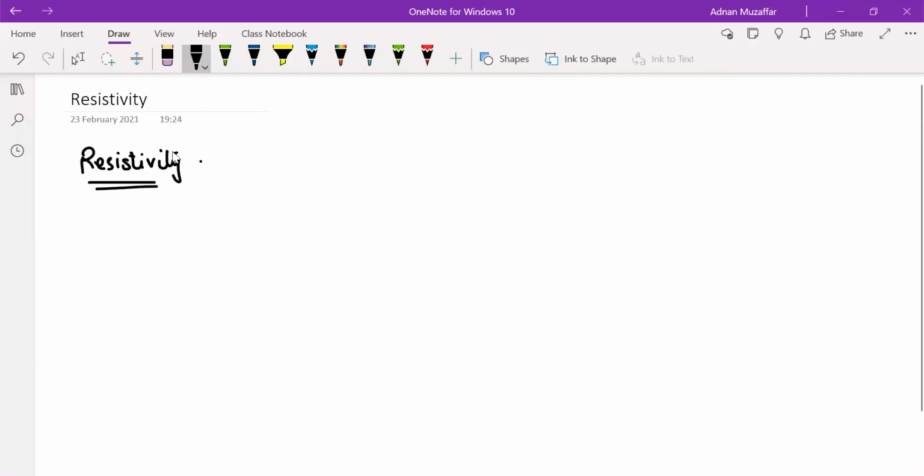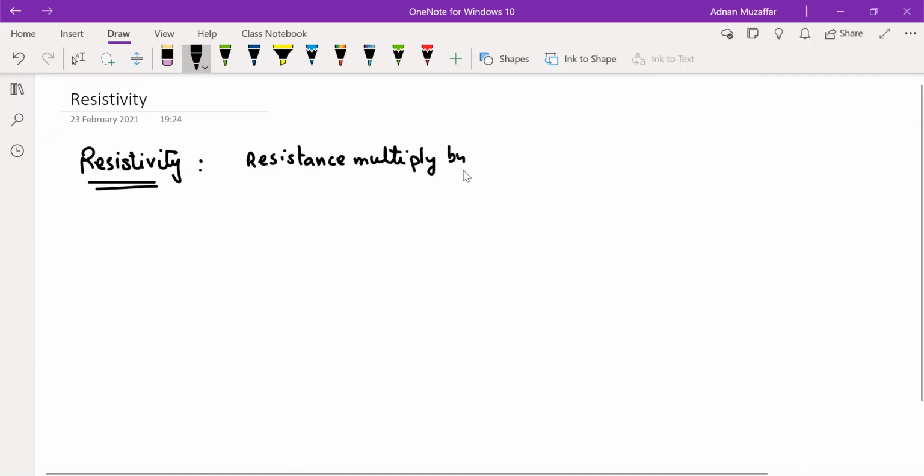So resistivity is basically, if you want to define it according to your Cambridge requirement, Cambridge style, Cambridge specification, you can write its definition mathematically. Resistivity is basically resistance multiplied by the cross-section area of the wire.